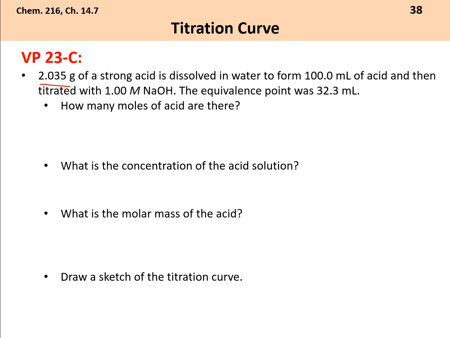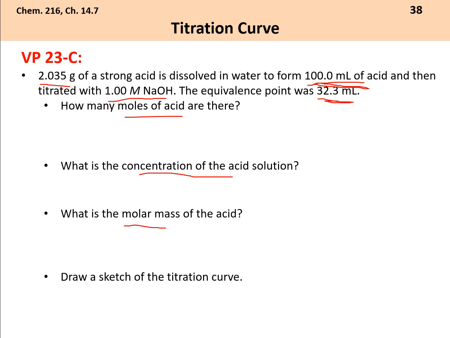All right, let's have you guys do a similar problem, but now we have a strong acid, 2.035 grams, and we're going to put that in water to form 100 mLs of acid, and we're going to titrate it with 1 molar NaOH. Okay, and we're told the equivalence point equals 32.3 mLs. Okay, so go ahead, figure out the moles of acid, the concentration of the acid, and then also the molar mass of the acid.